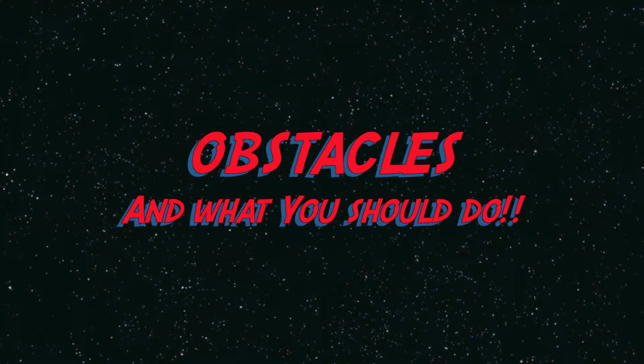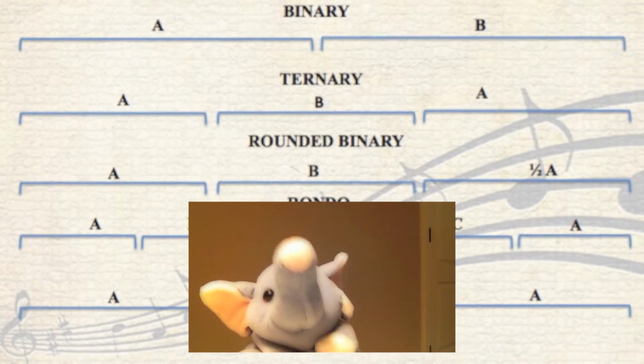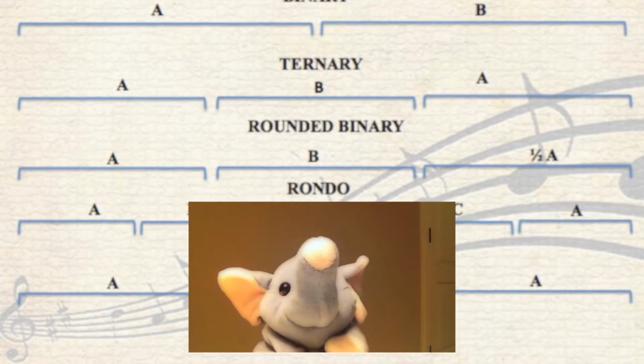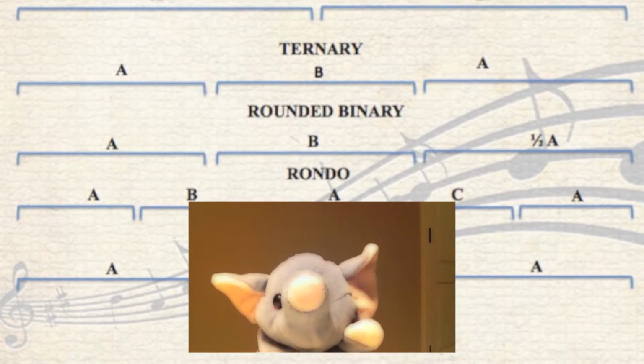Okay, so I'm having trouble with identifying the form, cadences, periods, modulation, and non-chord tones by listening. What am I supposed to do? Form is the overall structure of the piece, almost like paragraphs of an essay. The main types are binary, ternary, rounded binary, rondo, and sonata, as you can see.